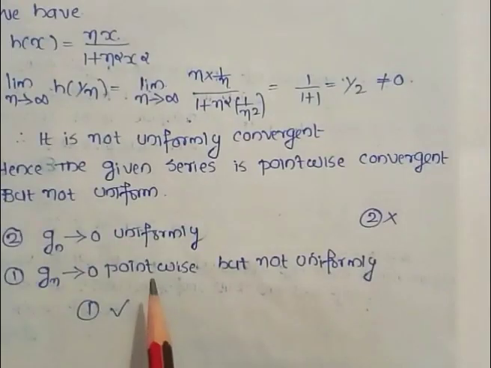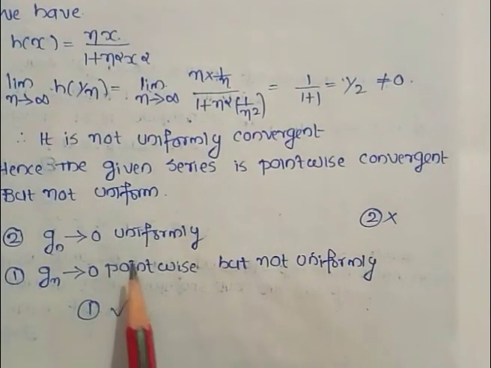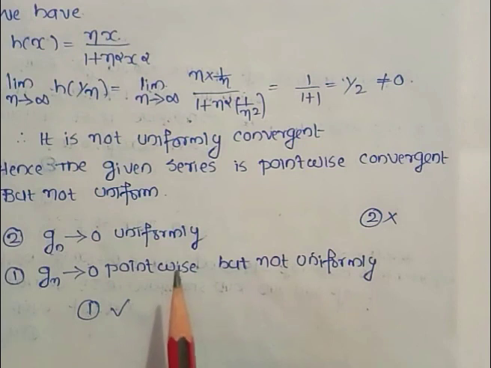But our second option says that g_n(x) tends to 0 uniformly. So it is a wrong statement. And our first option says that g_n(x) tends to 0 point-wise, but not uniformly. So our first option is the correct one.